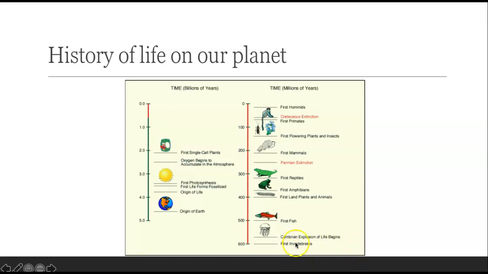You get the first invertebrates, the Cambrian explosion, the first fish, first land plants and land animals, the first amphibians, reptiles. You get extinctions that happen, the first mammals, that's what we are, right? We're mammals. First flowering plants and insects, the first primates, and the first hominids somewhere like 200 million years ago.